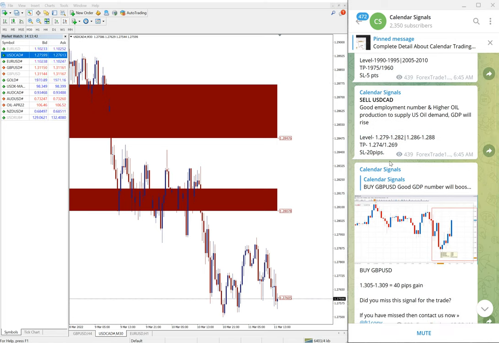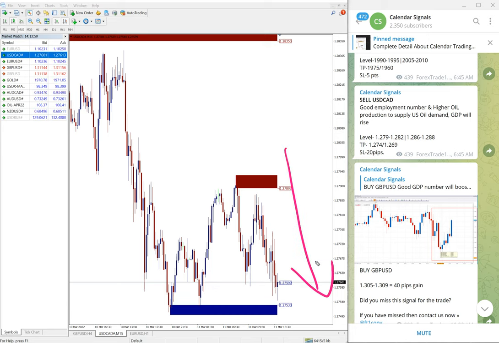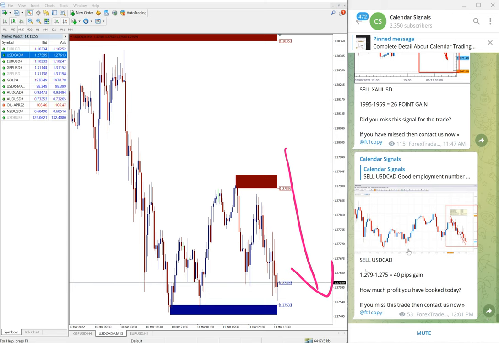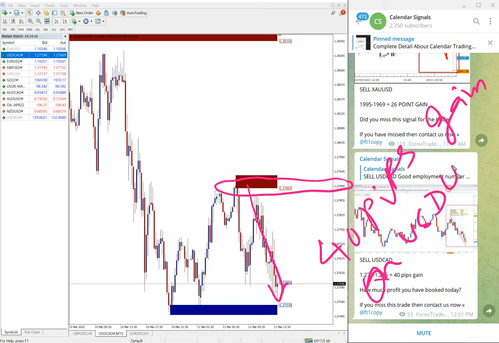You can see the chart here. Here it is, the 30 minutes chart. Let me select the 5 minutes. Then it's a clear downtrend here, and from our given level it performed. Here is the level 1.279. Precisely from there it moved down, and the low traded 1.275, currently 40 pips gain on USDCAD.